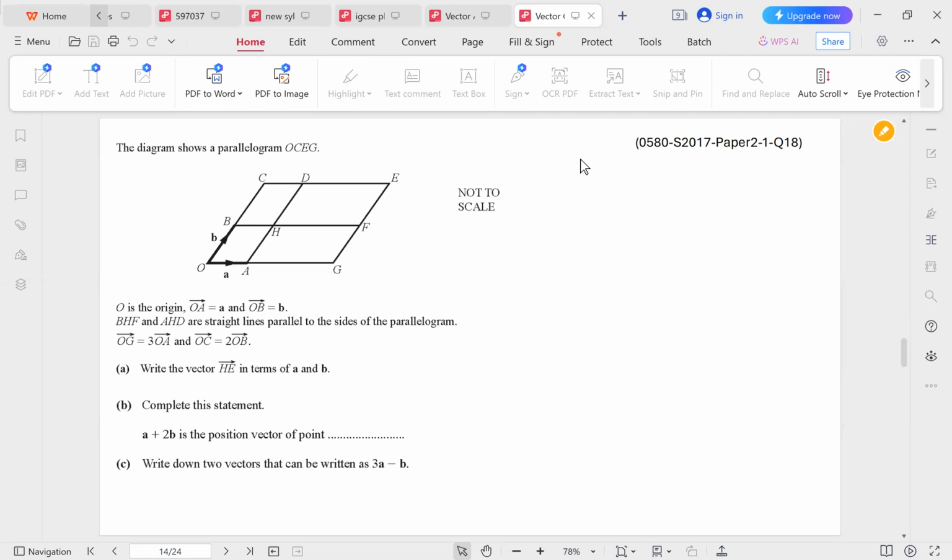So for question A, we want to get the vector HE. So to go from H to E, we can move from H to F, followed by from F to E. So vector HE would equal vector HF added to vector FE.